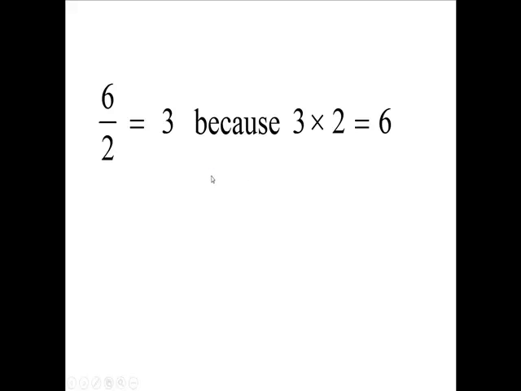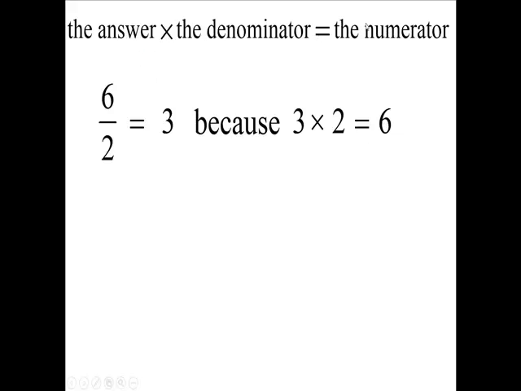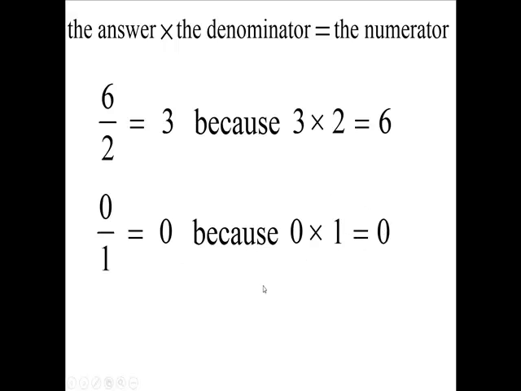Now, what are we doing here? We're taking the answer, the 3, times the 2, which is your denominator, and we're getting the numerator. So this is true because the answer times the denominator is the numerator. Let's write that out. The answer times the denominator equals the numerator. This is our rule we're going to follow on these. So 0 divided by 1 is 0 because our answer times the denominator, the 1, is the numerator. So this is true.